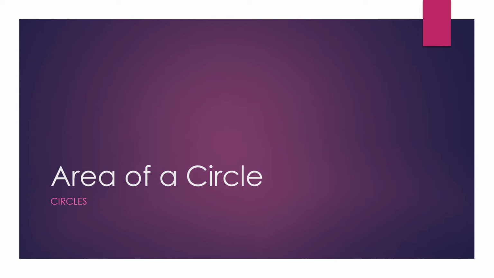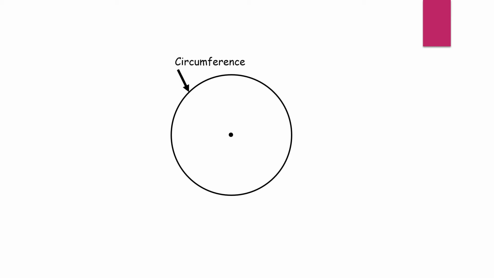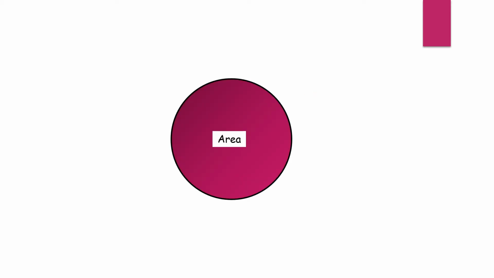So now we're going to look at the area of a circle. To remind us, the key parts of our circle were the circumference, that's the outside edge; the diameter, which was the line that crosses the center of our circle going from one side of the circumference to the other; and the radius, which is going from the center to the circumference of the circle. The area is the space inside the circle.